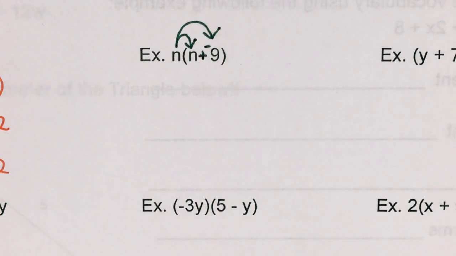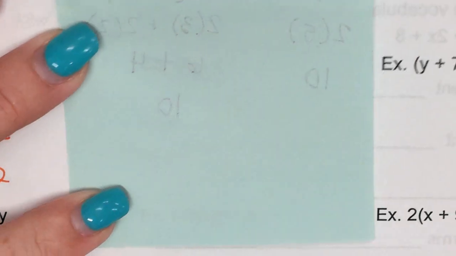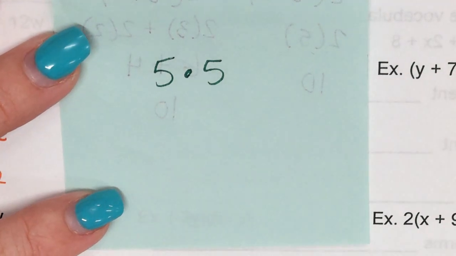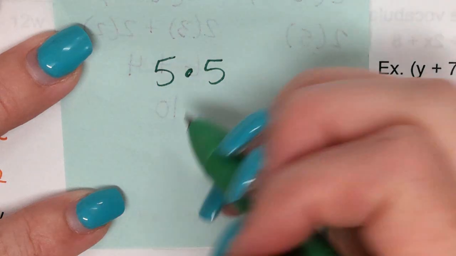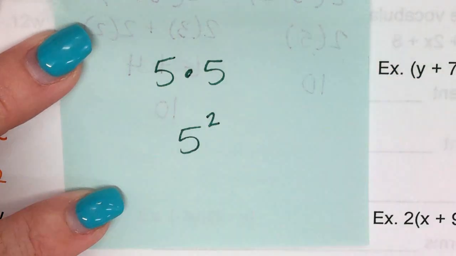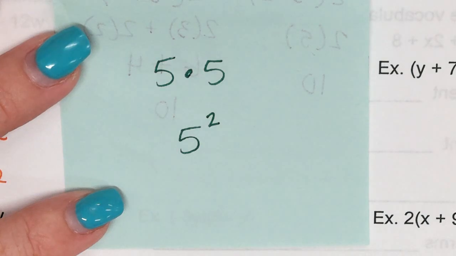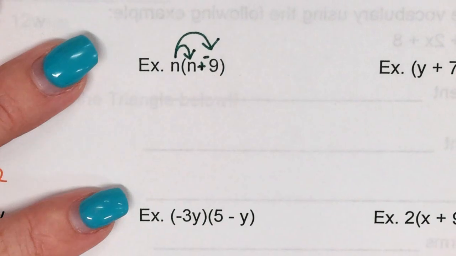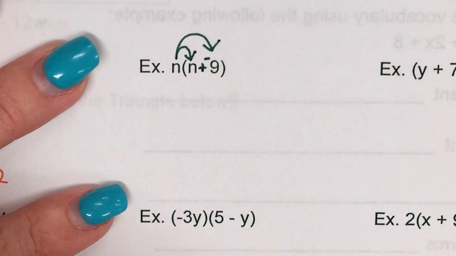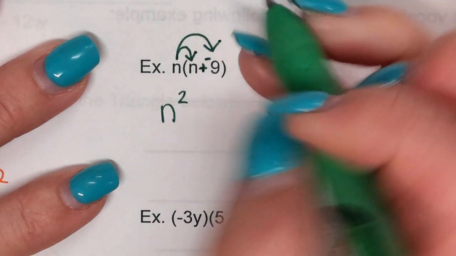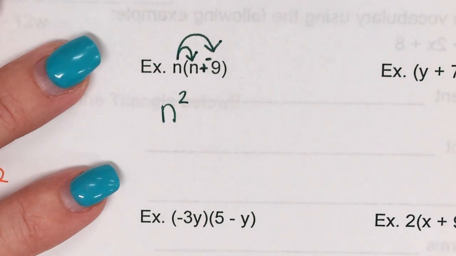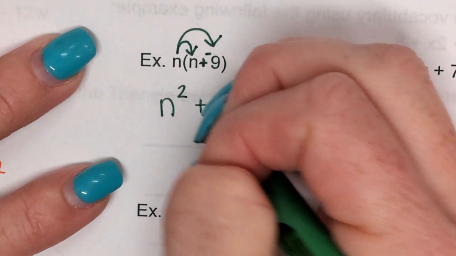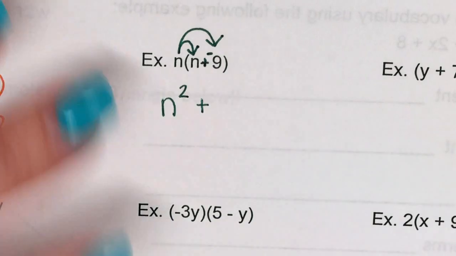Okay, I'm going to give you all a hint. If I do 5 times 5, it's 25, right? What's another way I could write that? 5 to the power of 2. Because 5 times 5 is 5 squared. Do y'all agree? So how would I write n times n? N squared. So that's n squared. And yes, that's a whole other lesson that we're going to learn. But I figured y'all are smart enough to know that. Then put a plus sign. What is n times negative 9?